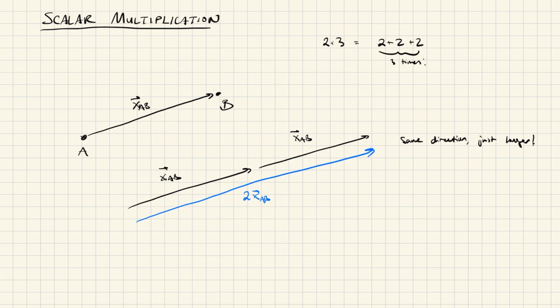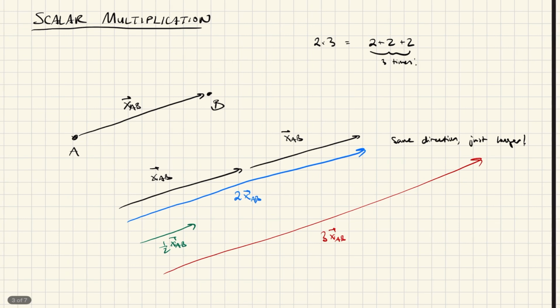So for example, 3xab is the same direction as xab, but it's 3 times as long, whereas 1/2 xab is the same direction as xab, but it's just half as long. And so that's really all we need to know for scalar multiplication. All scalar multiplication does is really resizes the length of the vector while preserving the direction.